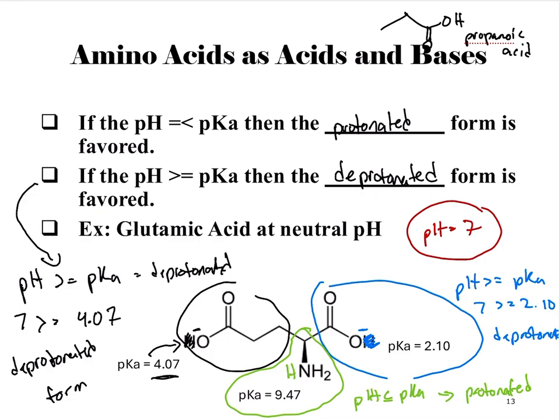So it'll be NH3+. All right, and kind of a good rule of thumb is that amines are more likely to be protonated at neutral pHs, and the acids, at neutral pHs, they're likely to be deprotonated.